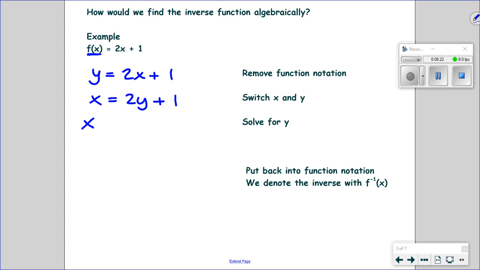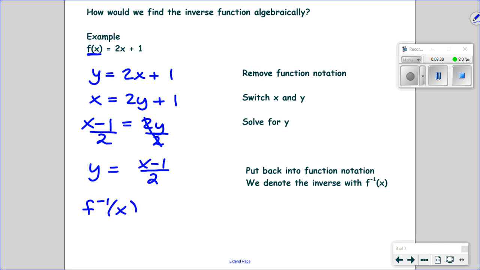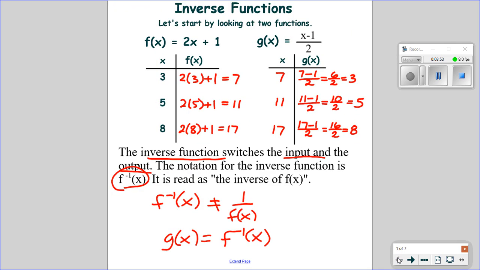So I would subtract 1 on both sides and then divide by 2 on both sides. Okay, so we end up with y equaling x minus 1 divided by 2. And then we could replace y with our function notation for the inverse and say the inverse of f of x equals x minus 1 divided by 2. So guys, I wanted to show you that this is actually the function we started with in the beginning that I called g of x. And so that's exactly how you would find that inverse equation. You would just switch your x and y and then solve for y.